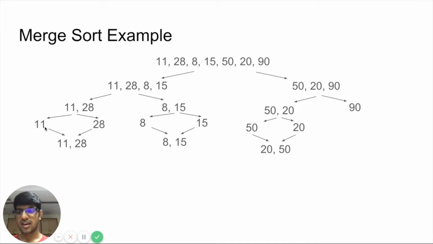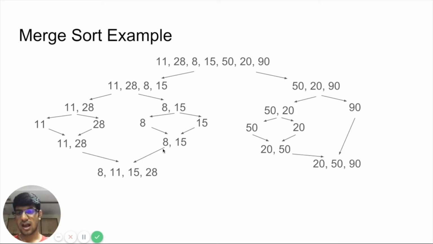When we merge 11 and 28, we obtain a sorted subarray of two elements that consists of 11 and 28. Similarly, we obtain sorted subarrays in the other cases as well, that are 8, 15 and 20, 50. Note that since 90 was not further divided, at this step it will not even be merged with anything else. However, it will be merged with the subarray consisting of 20, 50 in the next step.